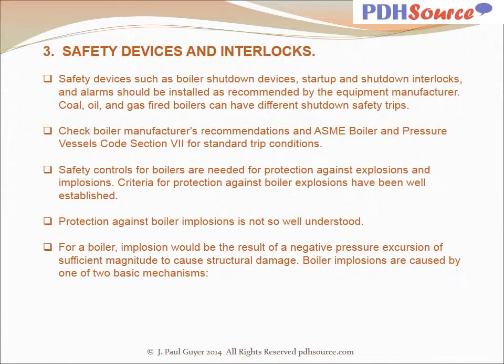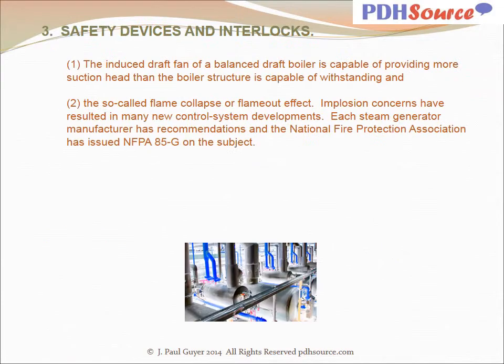Safety controls for boilers are needed for protection against explosions and implosions. Criteria for protection against boiler explosions have been well established. Protection against boiler implosions is not so well understood. For a boiler, implosion would be the result of a negative pressure excursion of sufficient magnitude to cause structural damage. Boiler implosions are caused by one of two basic mechanisms.